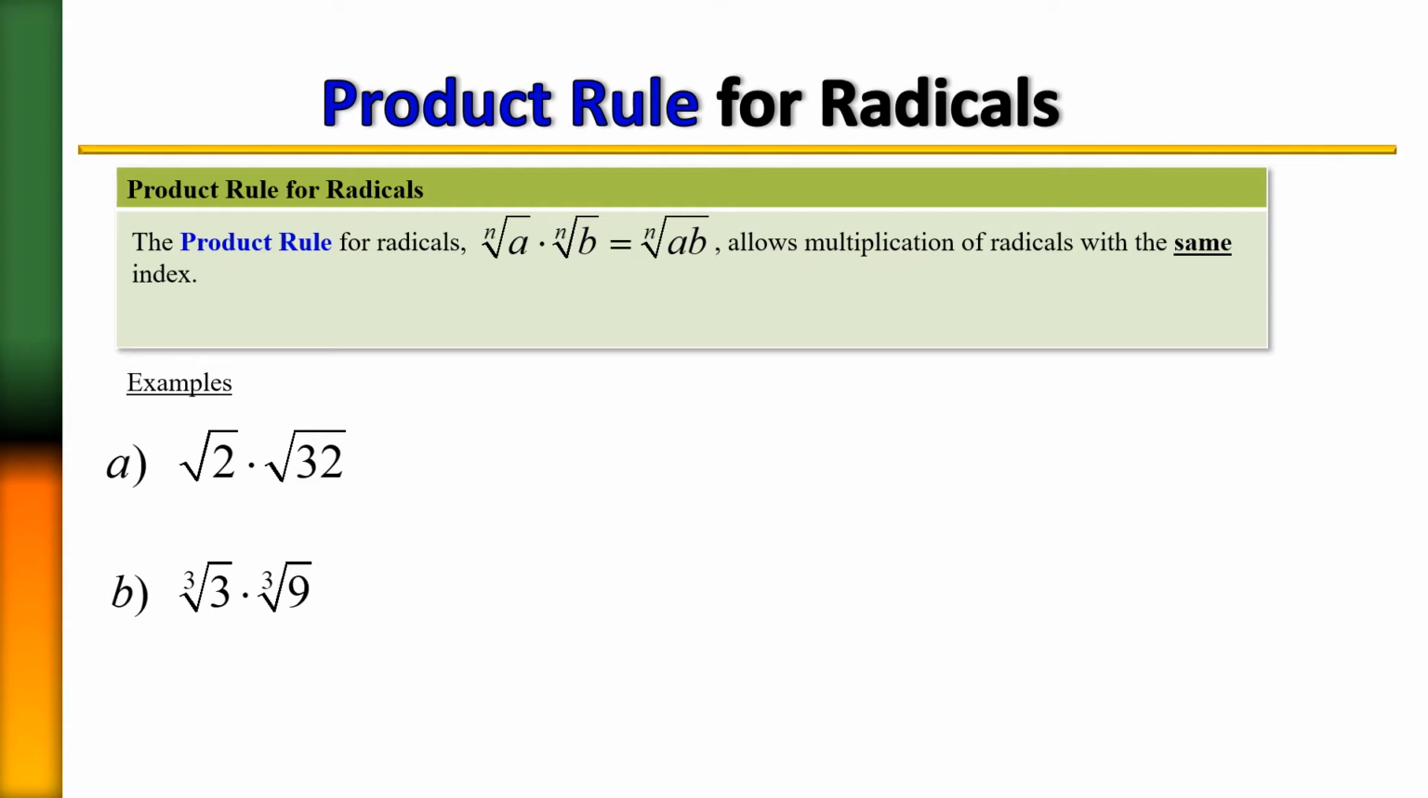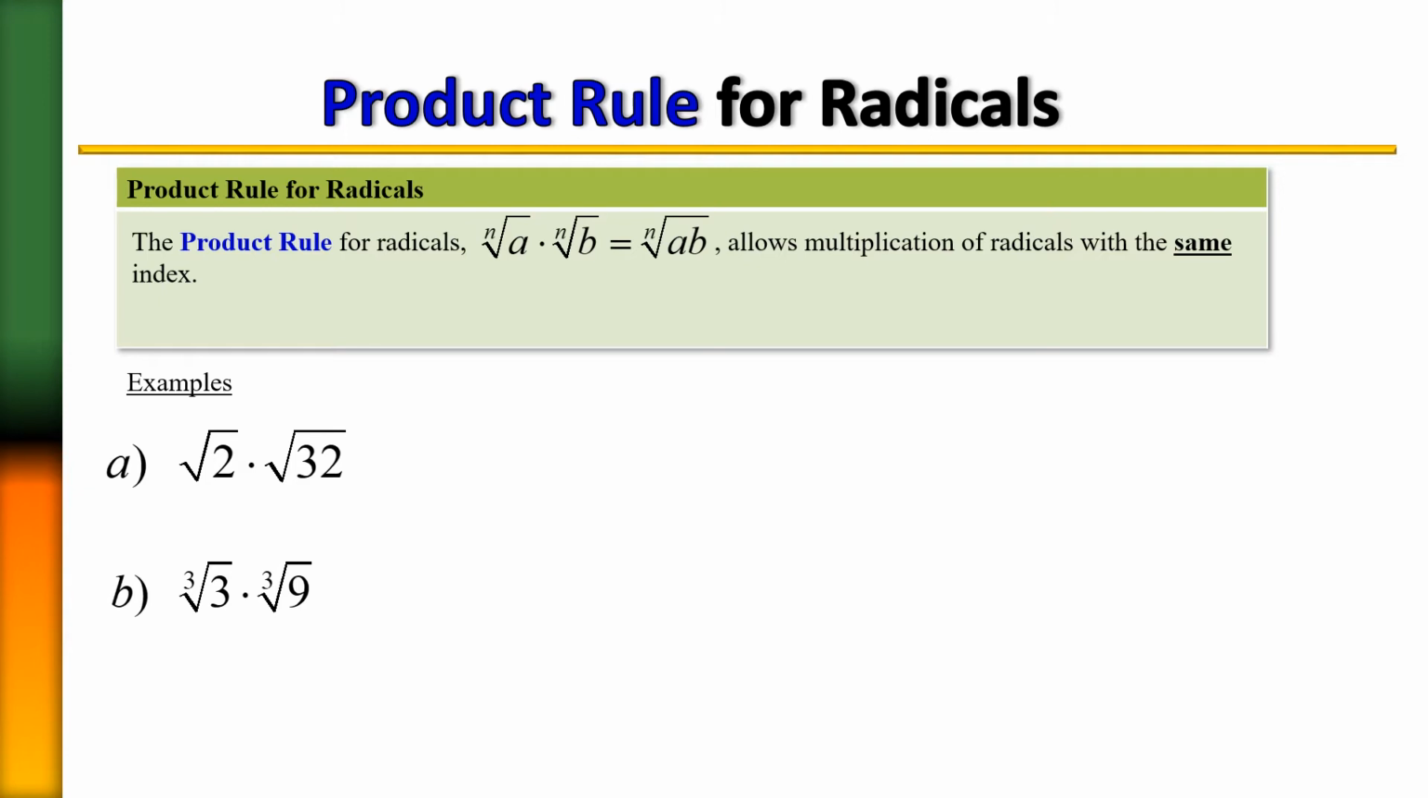So for example, in the first example, the square root of 2 times the square root of 32, both of those radicals are square roots, so you can multiply them together. Now, what if one was a square root and the other was a cube root? Then you could not multiply them using the product rule, but you can here because they are both square roots. So all we have to do is multiply the inside with the inside.